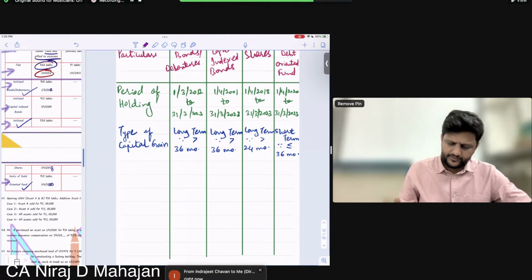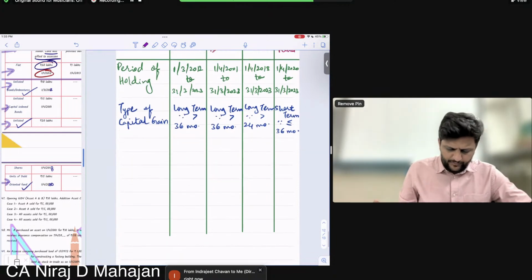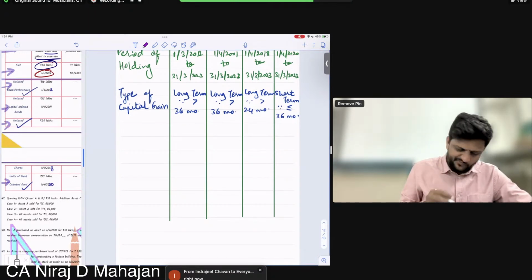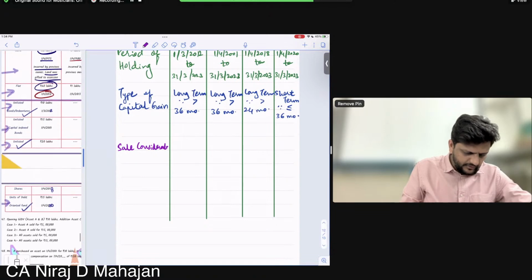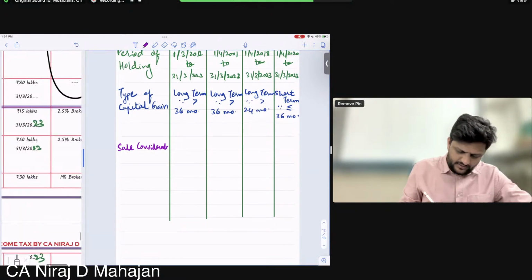Okay, done. Type of capital gain we know, period of holding we know, and year of taxability is also okay. So in the current year, ready everyone? Let's go. Sale consideration, 15 lakhs.